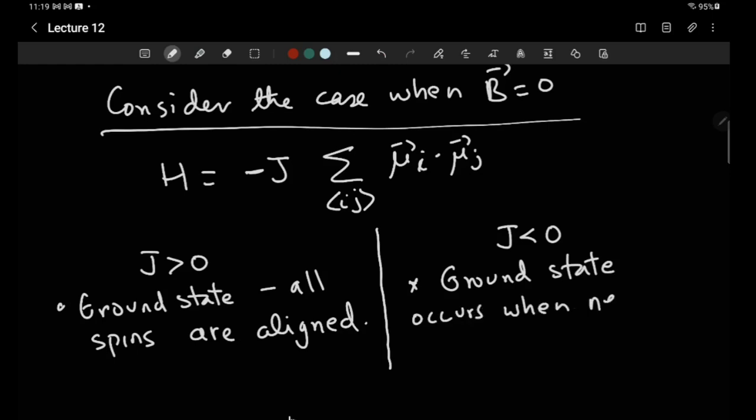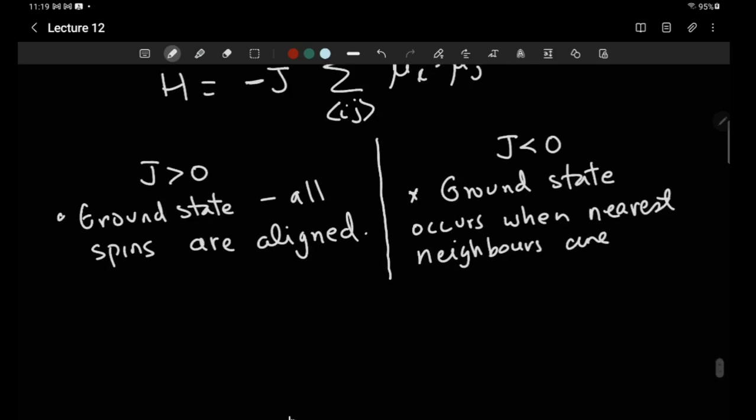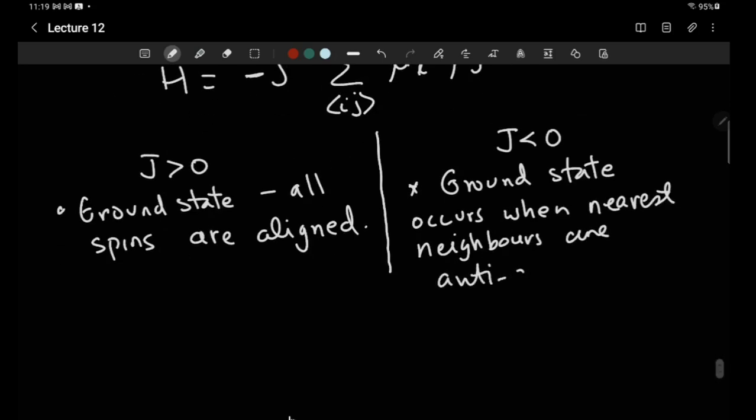When nearest neighbors are anti-aligned. But there is a subtlety: there exist situations where you cannot make such a configuration, so you could have a problem where you will have what is called frustration. In a square lattice, this we are done. Okay, so let's stick to that. I won't discuss it here.